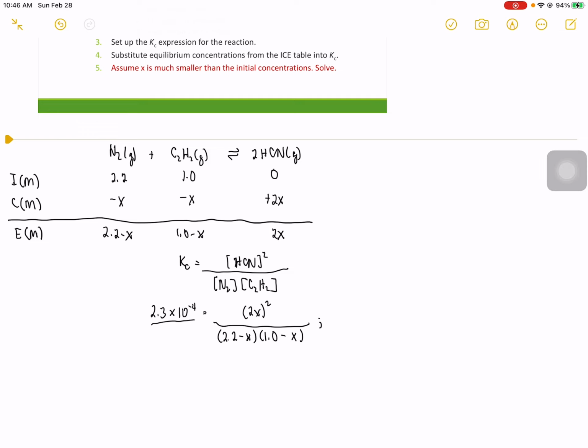So we can write, if we so choose, this assumption that the difference of 2.2 minus x is just about almost equal to 2.2, since x is really that small. Or alternatively, if you like, you can also use the assumption of 1 minus x. Either one should still give us the same answer in any case.